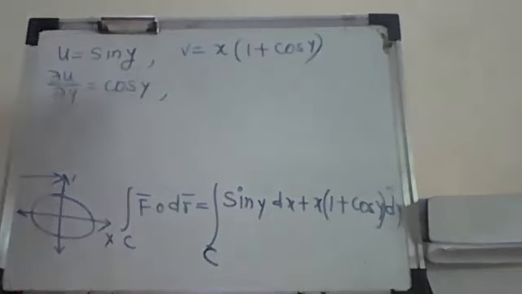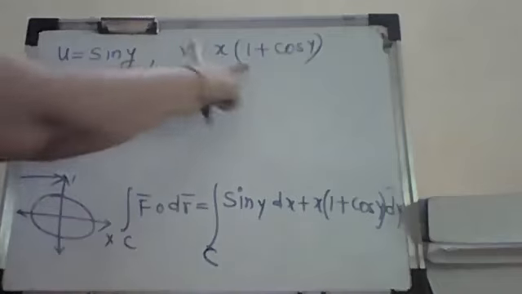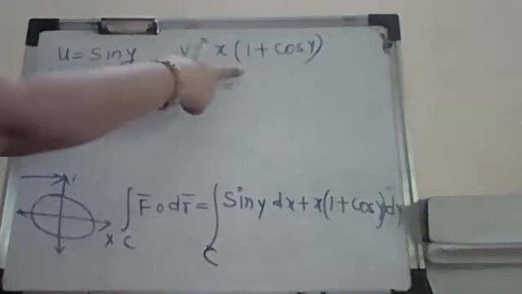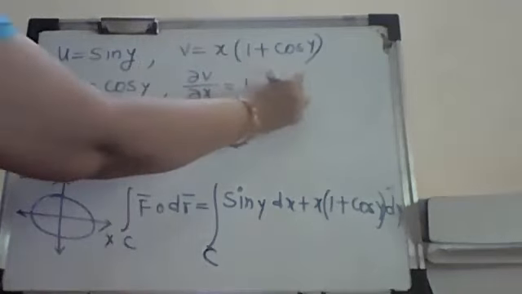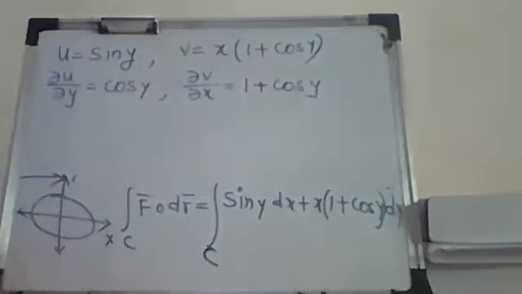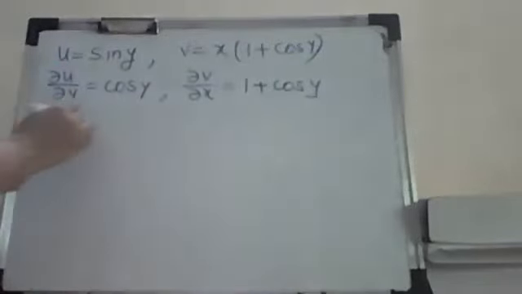And we have to differentiate v with respect to x. When you differentiate it with respect to x, this entire bracket term is treated as constant, and you will get the derivative of x as 1. So you get this as 1 plus cos y. Correct? And what is the function by Green's theorem? Now what I'll do is, I just say that by using Green's theorem or Green's lemma.